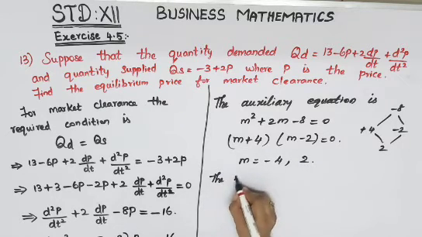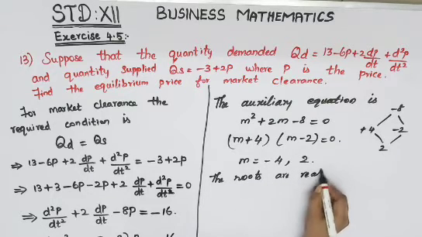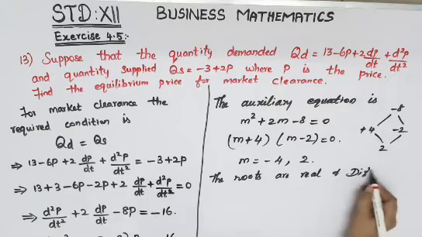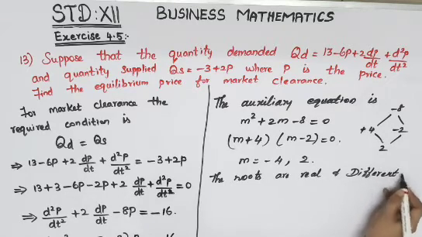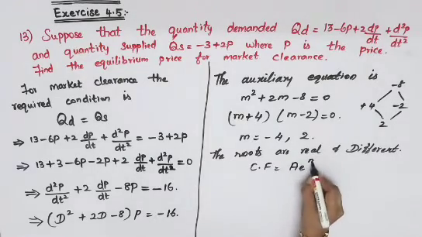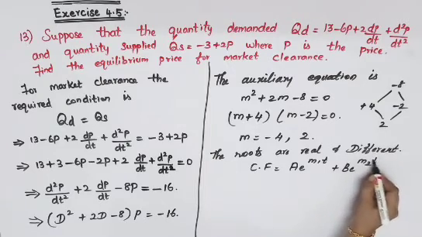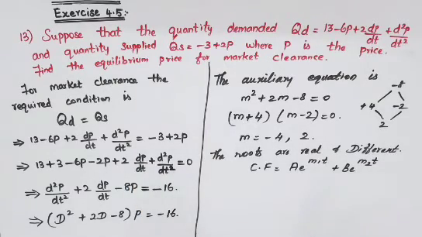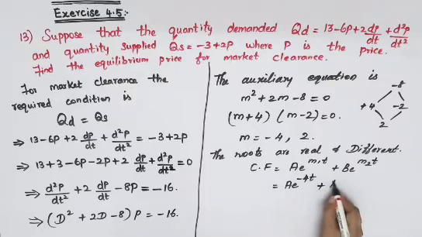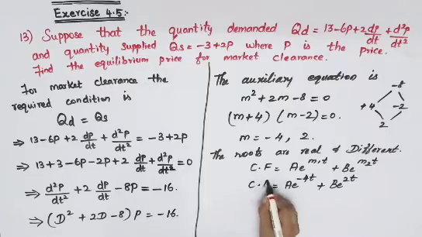Therefore you can declare the roots are real and different. The CF is equal to a e power m1t plus b e power m2t, because the function is in the term of t, so we'll have to write t. Okay, so that is equal to a e power m1 is this minus 4, so minus 4t plus b e power m2 is 2, so 2t, that is your CF.